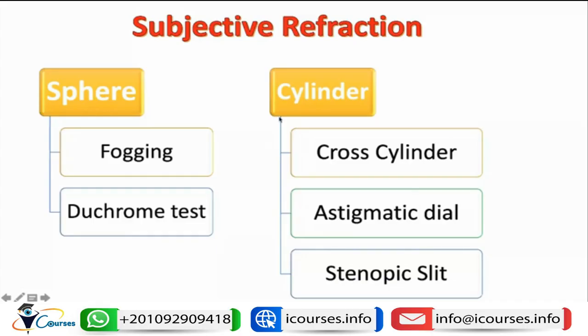While for the cylindrical lens, there are different methods to know the cylindrical power of the patient. This can be done by a device called the cross cylinder, another method called the astigmatic dial, and finally the stenopic slit. So let's start first with how to know the sphere of the patient.